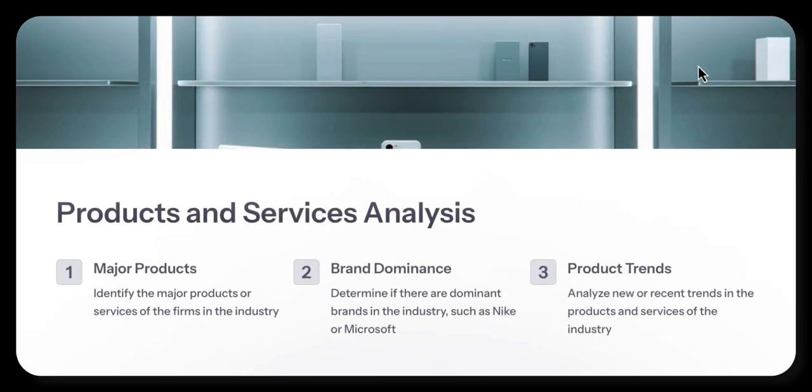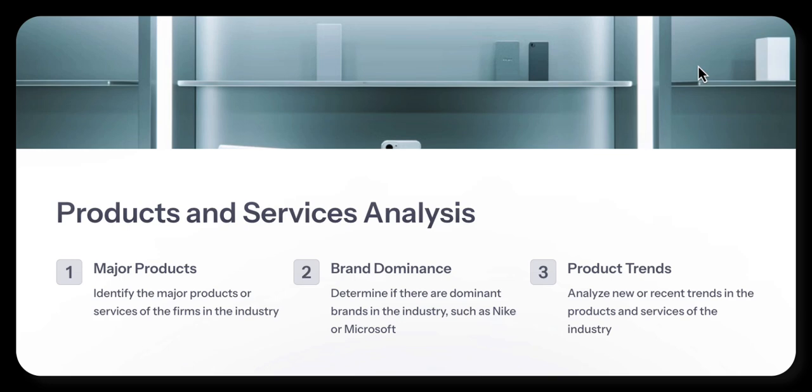Products and service analysis. Identify the major products or services of the firm. What are the major products being sold or services being sold? Determine if there are dominant brands. Again, who are the dominant brands? If you go back to the previous slide of the dominant companies, there are brands who dominate the industry, not meaning that you can't get into that particular market. But if there are some brands that heavily dominate that market, you're going to have to make a lot of noise to get some share of it, or you're going to have to carve out a niche for yourself. And again, what are the product trends?